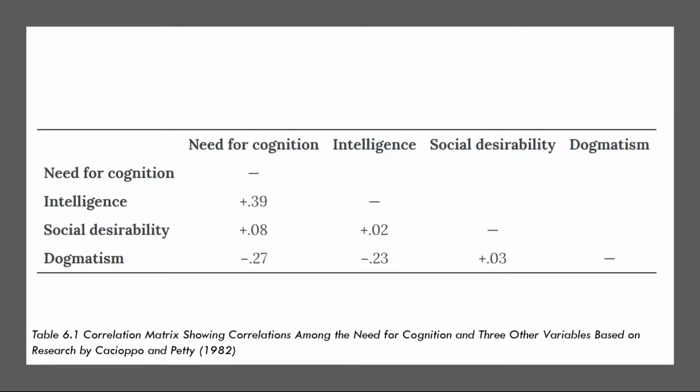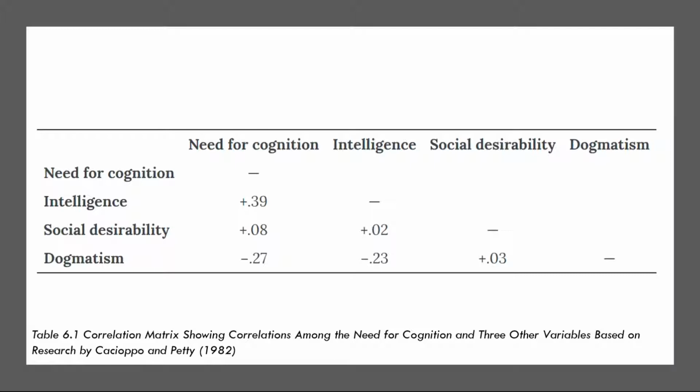This approach is often used to assess the validity of new psychological measures. For example, when John Cacioppo and Richard Petty created their need for cognition scale, a measure of the extent to which people like to think and value thinking, they used it to measure the need for cognition in a large sample of college students, along with 3 other variables: intelligence, socially desirable responding, which is the tendency to give what you think is the appropriate response, and dogmatism.